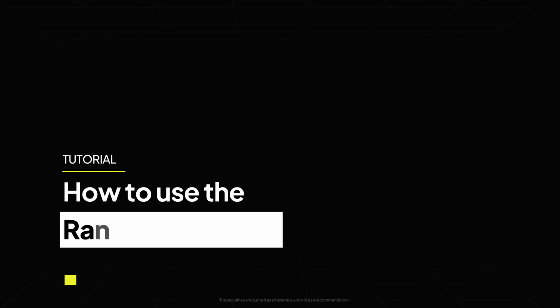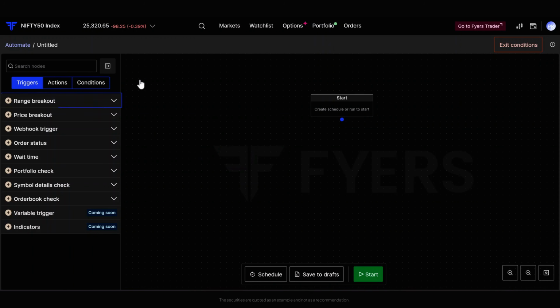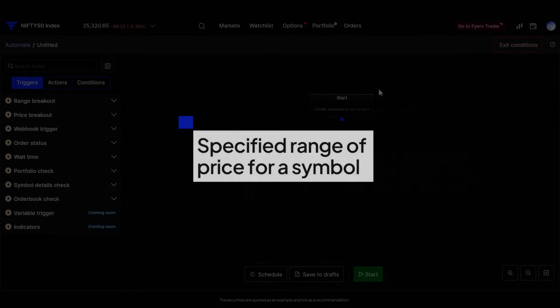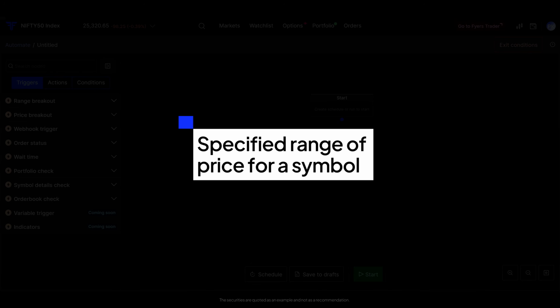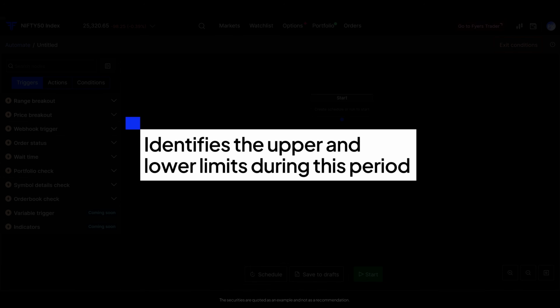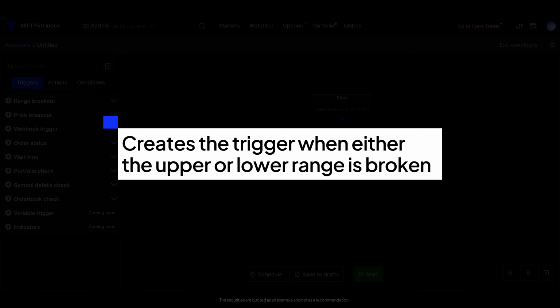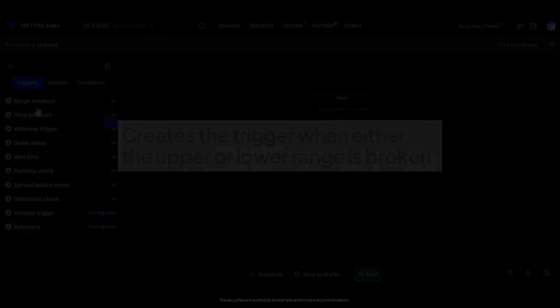How do we use the range breakout? The range breakout trigger monitors a specified range of price for a symbol, identifies the upper and lower limits during this period, and activates the trigger when either the upper or lower range is broken.